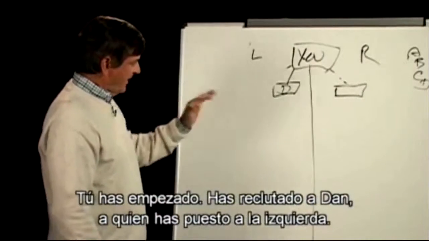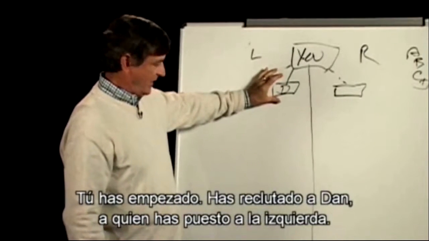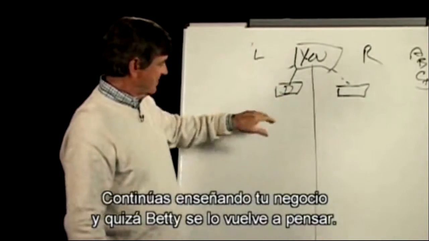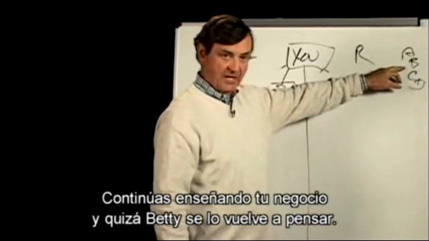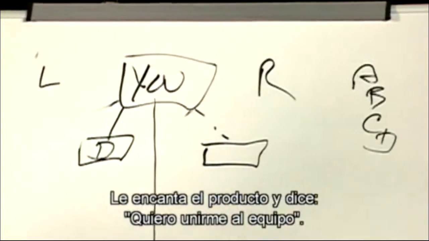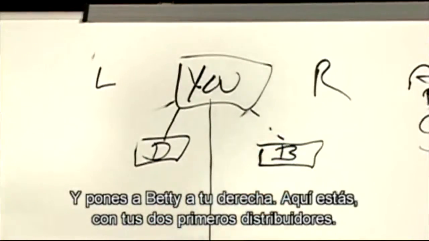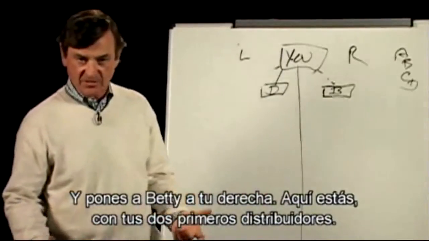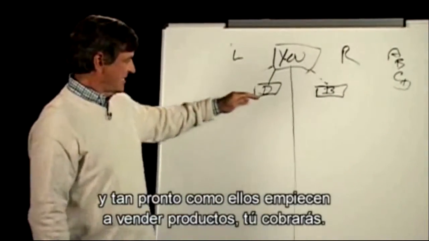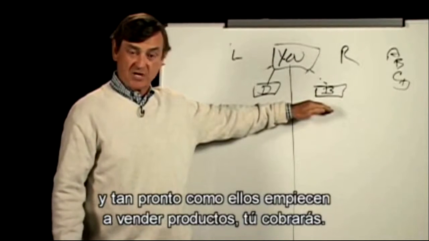So you've gotten started and you recruited Dan over here, who you decided to put on the left side. And you're continuing to show the business, and maybe Betty kind of rethinks it, loves the product, says, you know what, I really want to join the team. So you might put Betty on your right side. So there you are with your first two distributors. Congratulations, you started building the wholesale side of the business, because as they start to market and sell products, you get paid.